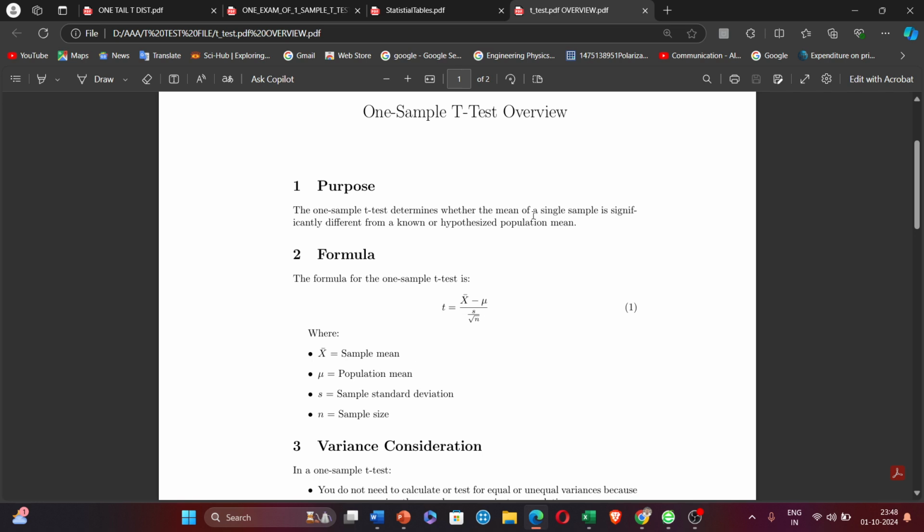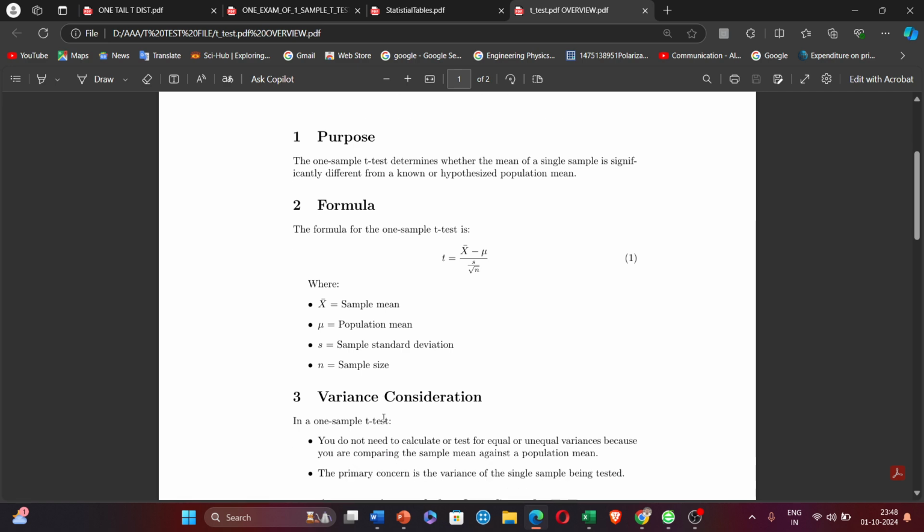So here, when you do the calculation from the sample, this will be the sample mean, and the hypothesized population mean will already be given, 300, 200, whatever. And S is the sample standard deviation. When you don't have the population standard deviation, it is unknown, so you have to go for the standard deviation of the sample. Then there will be the sample size and the various considerations.